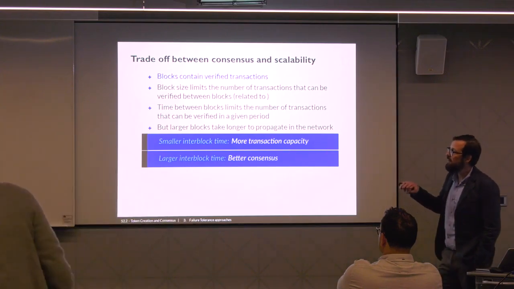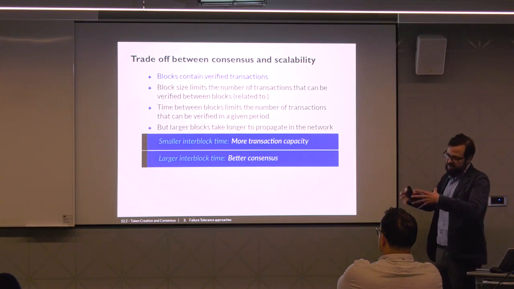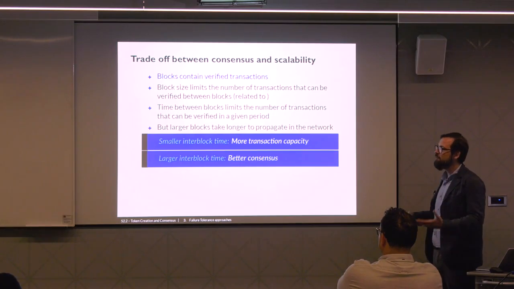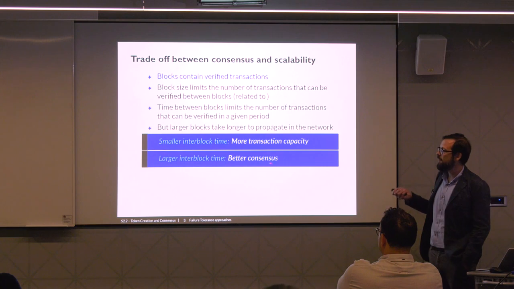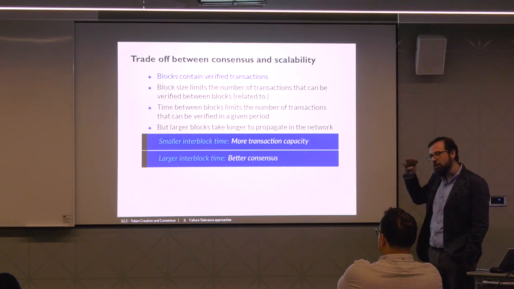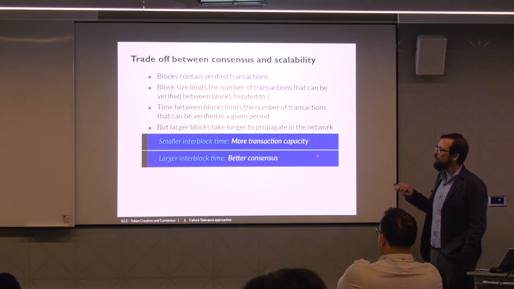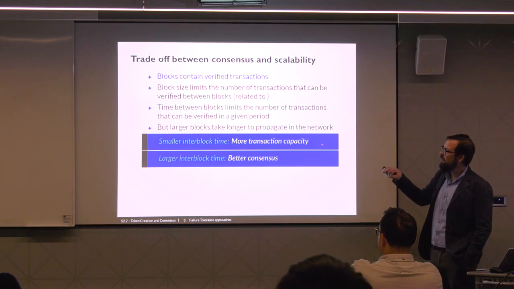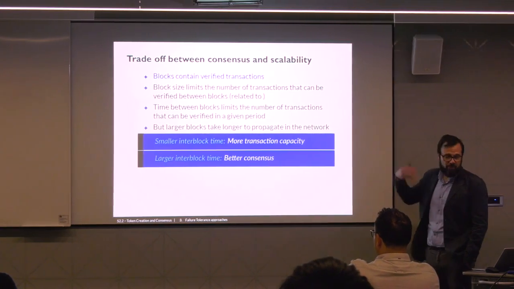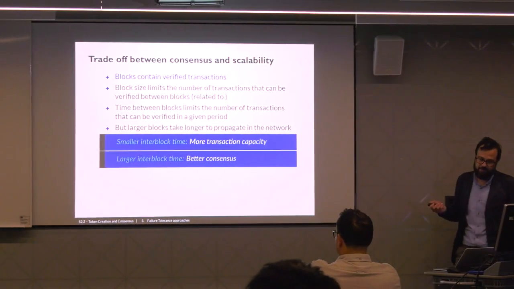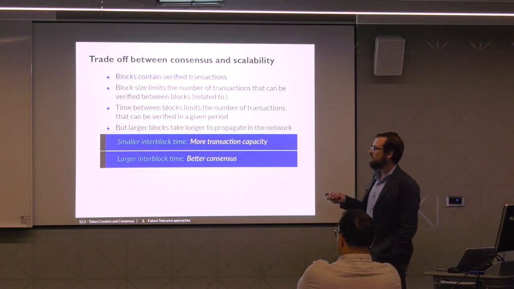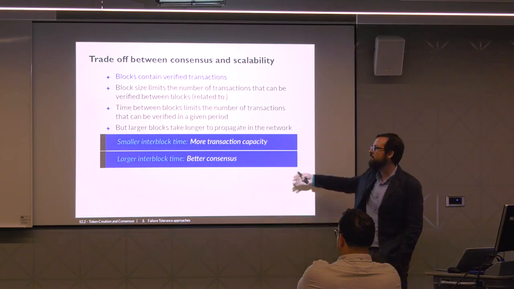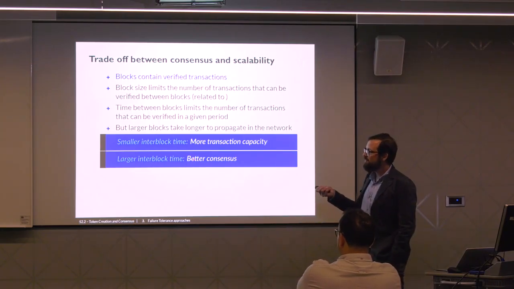There is another aspect here. As I said, the larger the blocks, the more information you have to transmit to the network. Therefore, it takes longer for the blocks to propagate inside of the verification layer. And you have a trade-off that all the blockchain-based systems must deal with. If you have a smaller interblock time, you have more transaction capability. You are able to process more transactions per unit of time. However, if you have more time between blocks, you have better consensus because the blocks are able to travel through the system. So what is best?